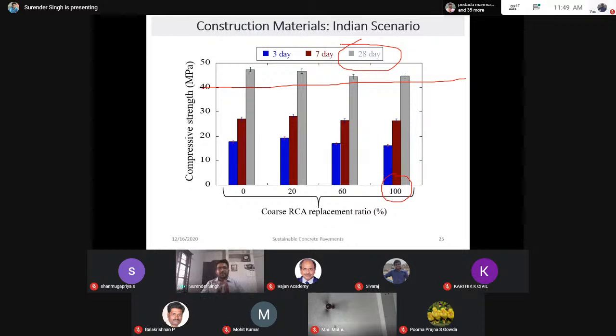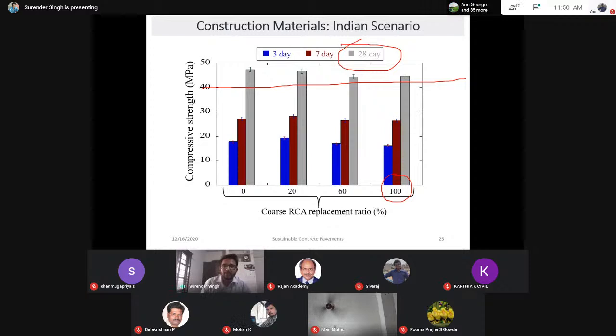But remember, concrete pavements are designed based upon flexural strength, not compressive strength. Because of the paucity of time, I may not be covering all those aspects. But at 100% we got the flexural strength also.